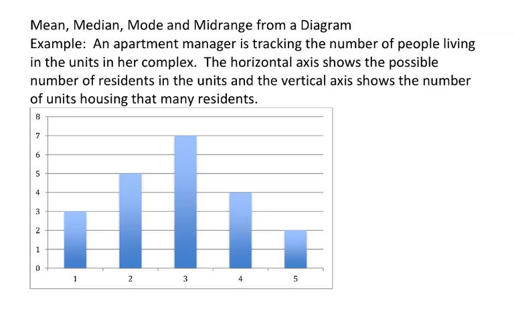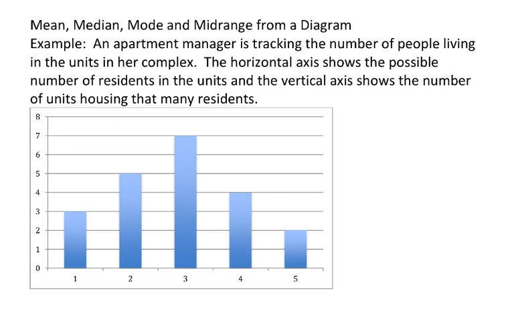In this video, we're going to talk about measures of central tendency, but in particular, what if the data is presented in a graphical form? So suppose we have the following example. An apartment manager is tracking the number of people living in the units in her complex. The horizontal axis shows the possible number of residents in the units, and the vertical axis shows the number of units housing that many residents.